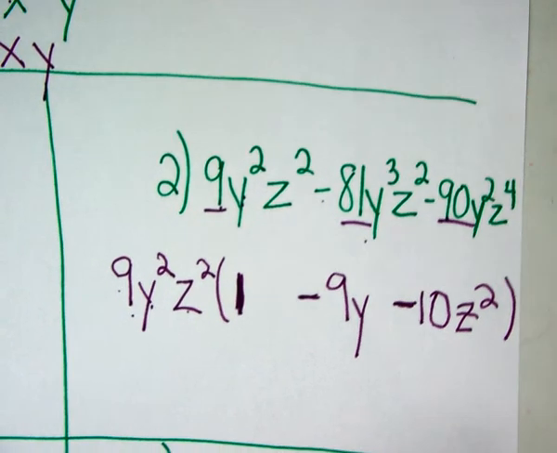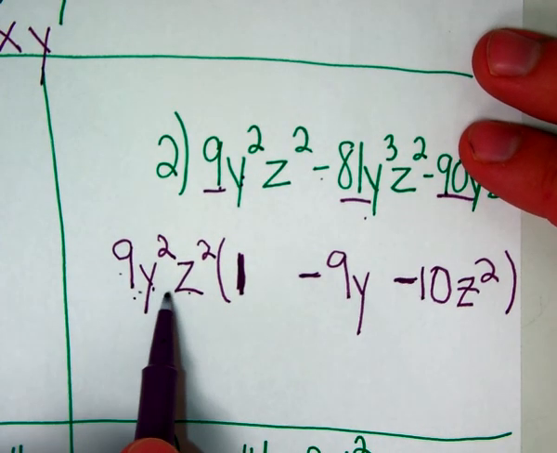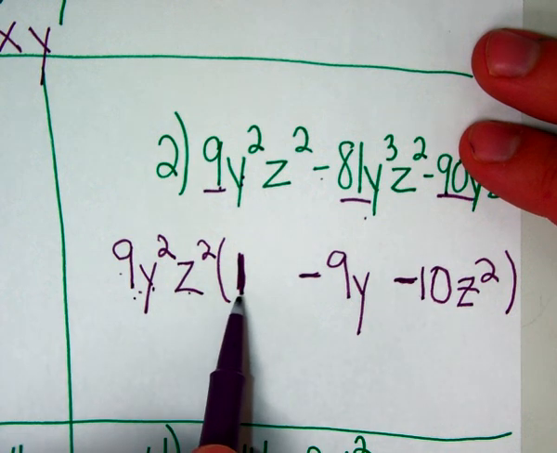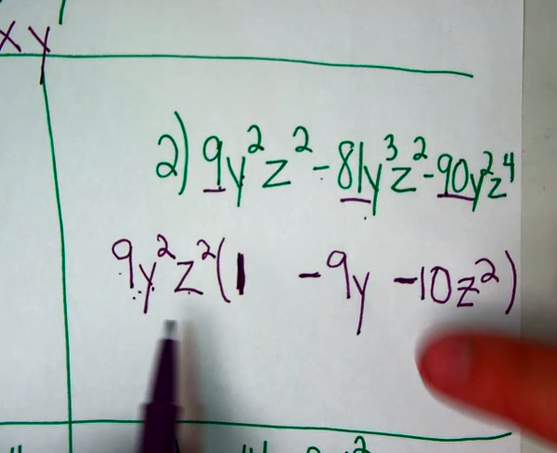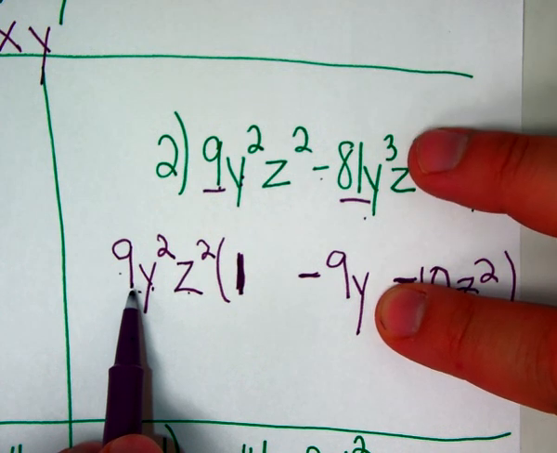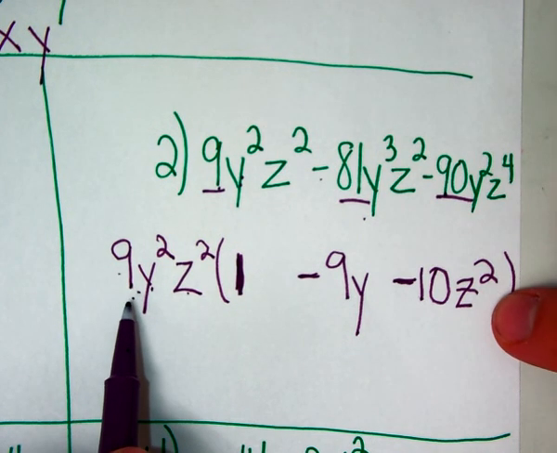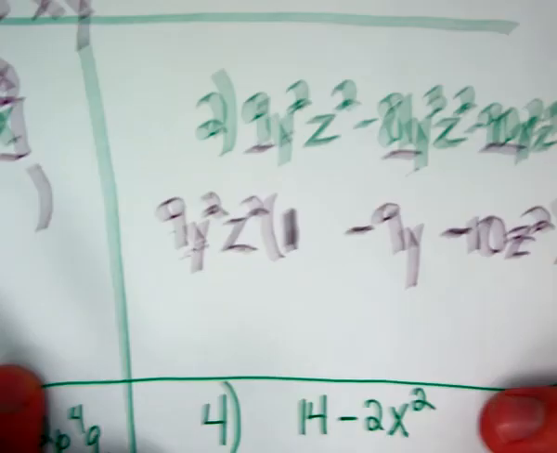So from that, we've gone through and taken out the GCF of all of it. Now if we go back and check, 9y squared times z squared times 1 equals 9y squared z squared. 9y squared z squared times negative 9y is negative 81 y cubed z to the second. And then the same thing for the last one. That's it for this, so this is your answer. You're done taking out the GCF.